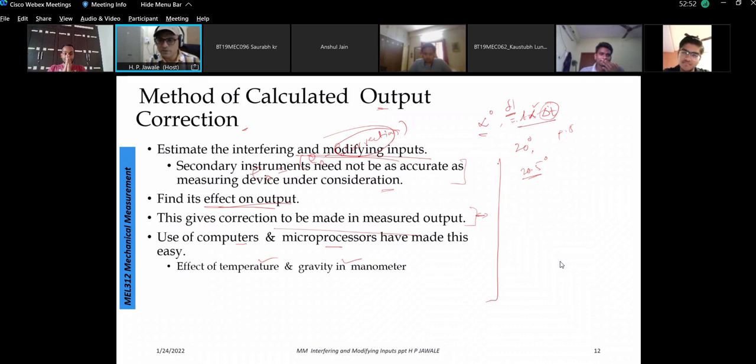Many times we find out the effect of the modifying and interfering signal, and we find out the correction factor. We directly add or subtract, or possibly process it by dividing or something, and then we get the corrected output. Any doubt in understanding the method of calculated output correction?